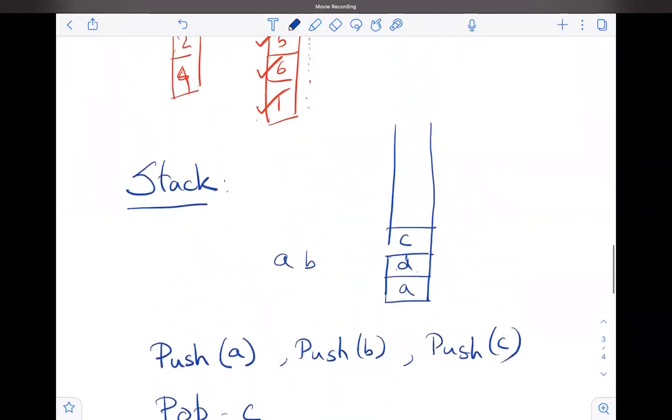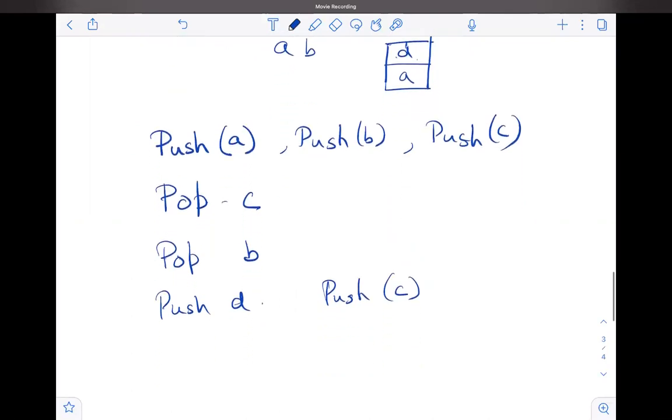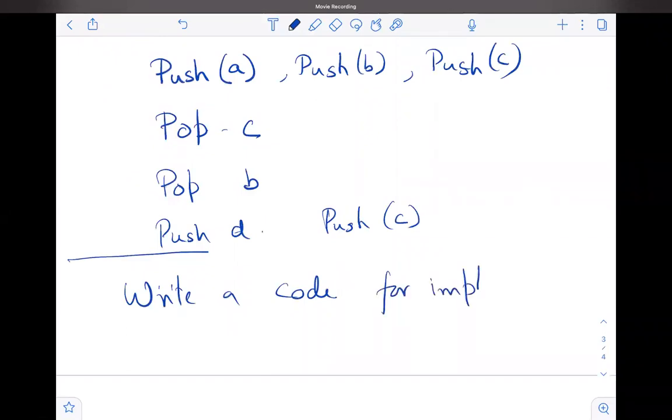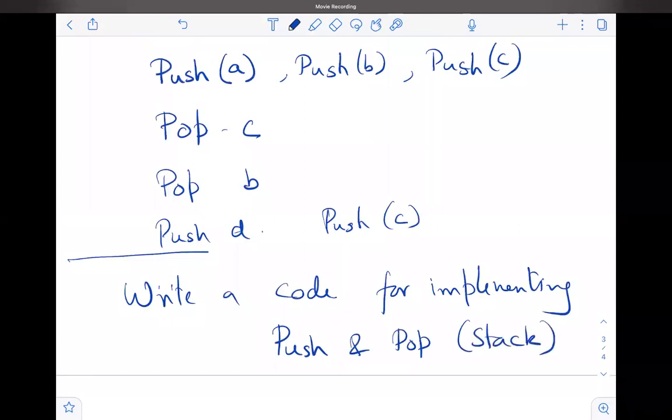Now, this is another thing that I would like you guys to go and write code for. Write a code, either C or Python, doesn't matter, for implementing push and pop. So this is a stack. Have you done it already in your data structures course?